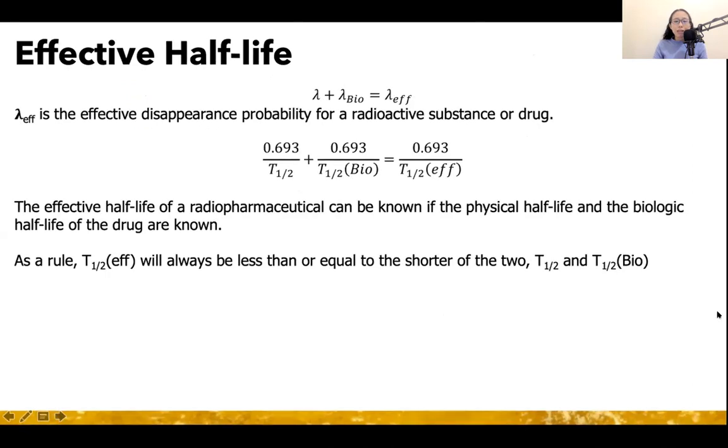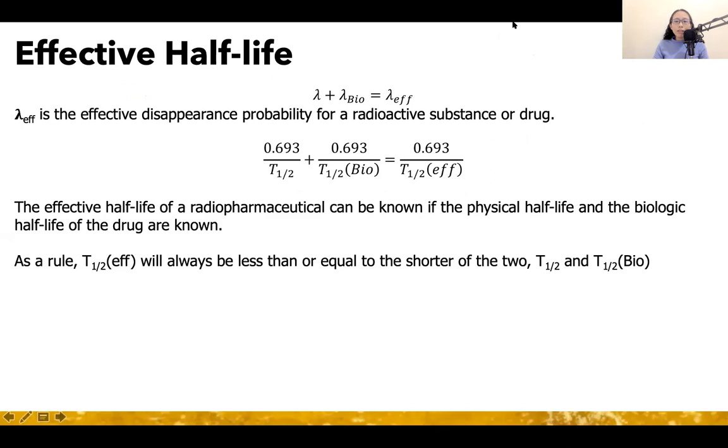And lastly, we have the effective half-life. The effective half-life is one wherein you consider the biological half-life of a certain radionuclide. When you deliver radioactive substances or drugs in biological systems, of course, you have to consider, aside from their physical decay, their biological elimination. So you see here the effective decay constant, lambda effective, which is simply the sum of the physical decay constant, lambda, and the biological decay constant, lambda bio.